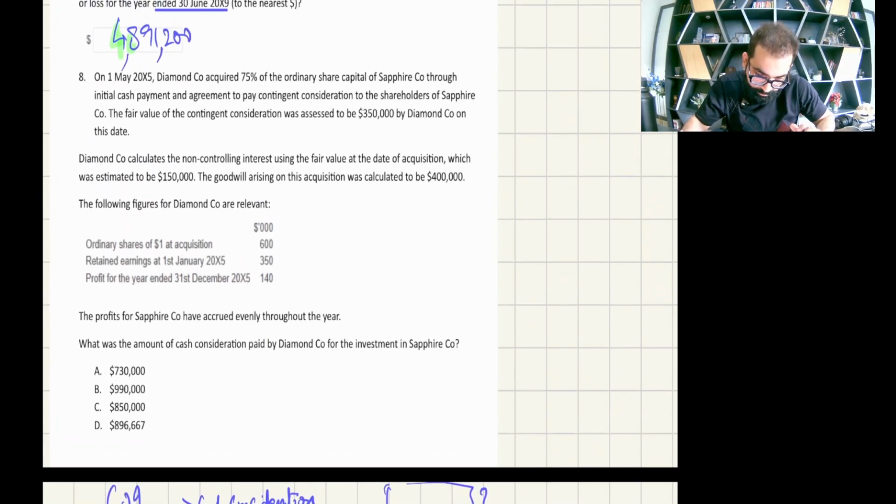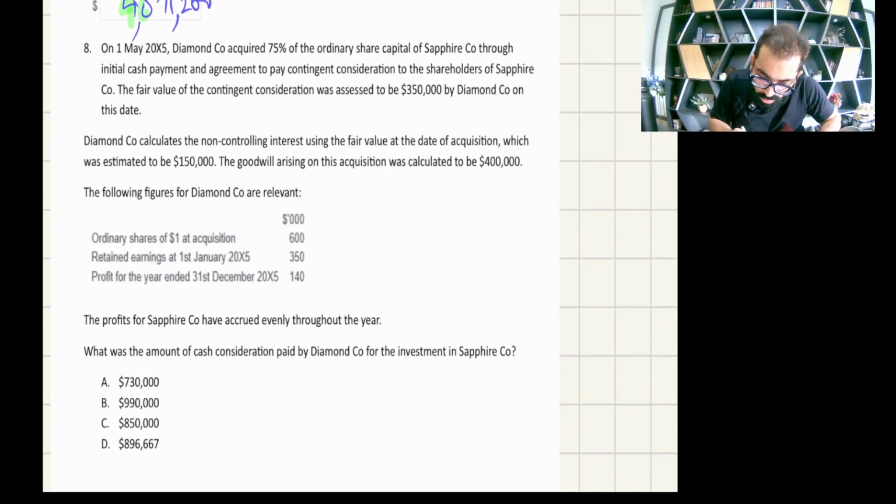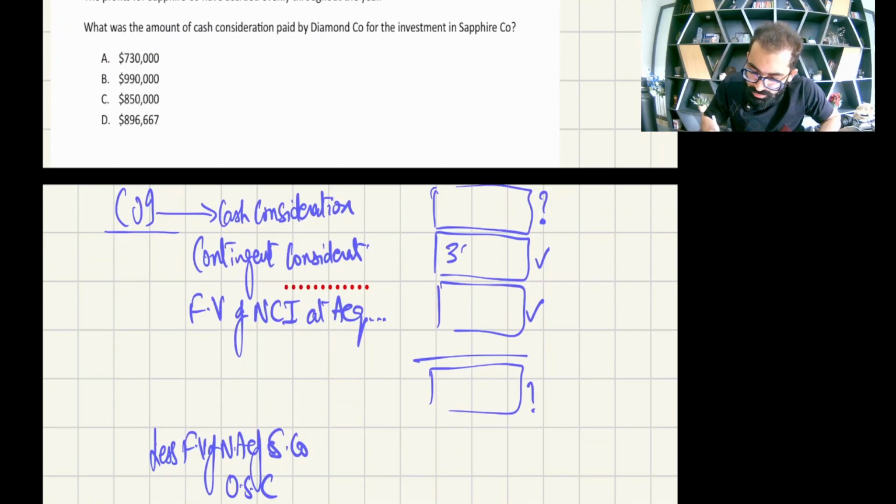First of all, you bought 75% of the ordinary share capital of Sapphire on 1st May X5. This date is very important, don't forget. Sapphire is the subsidiary. Through initial cash payment and agreement to pay a contingent consideration to the shareholders of Sapphire. The latest IFRS 3 says contingent consideration must be recorded at its fair value. So the fair value of the contingent consideration is 350,000.